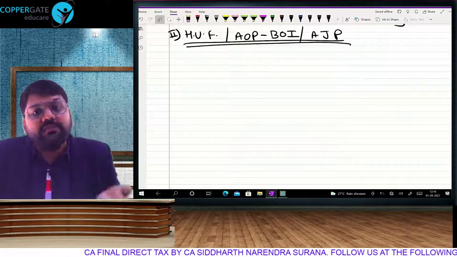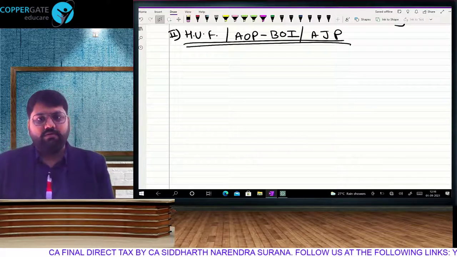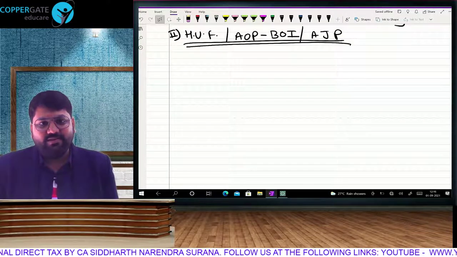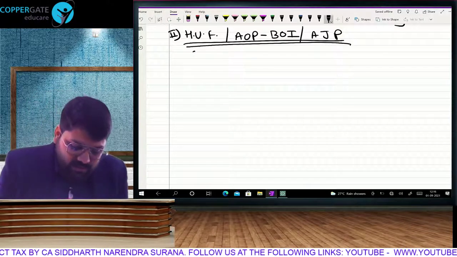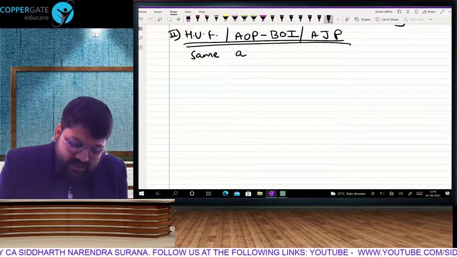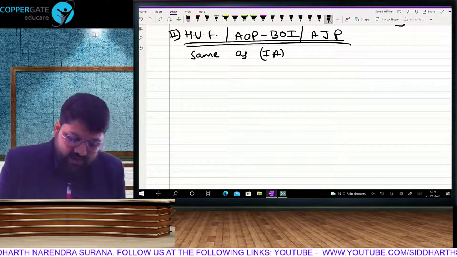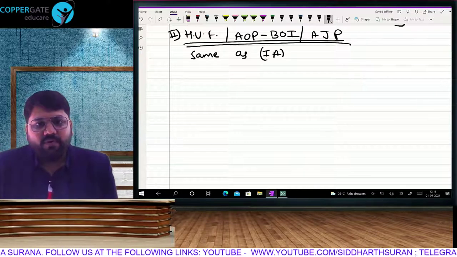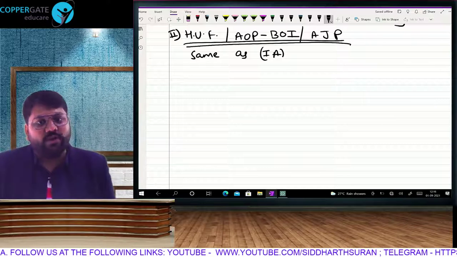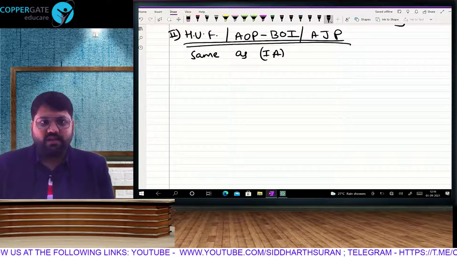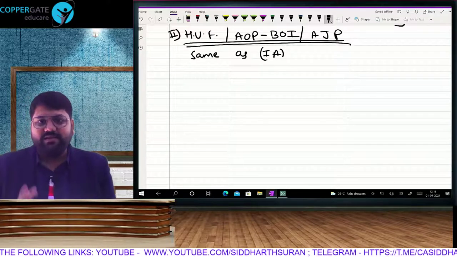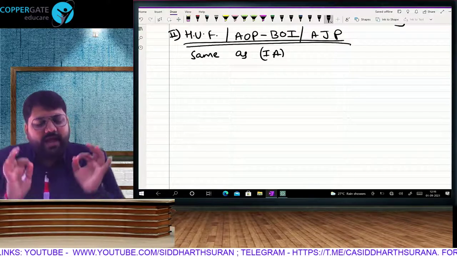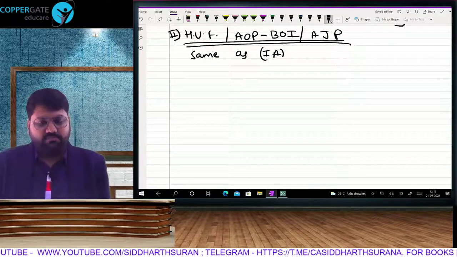Then sir, why are you merging? We are merging because the tax rates are same. And you want more good news? The rates are exactly same as 1A. 1A means what? Individual less than 60 years or non-resident of any age. What were the rates? First 2 lakh 50 no tax. Then up to 5 lakh 5%. Up to 10 lakh 20%. And after 10 lakh 30%. Absolutely same. Absolutely same.